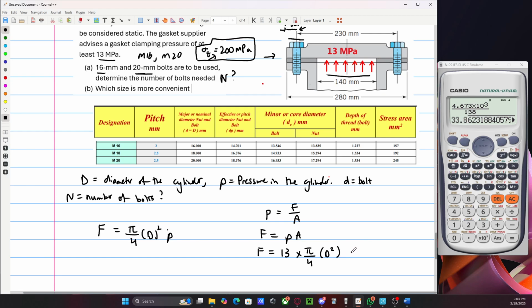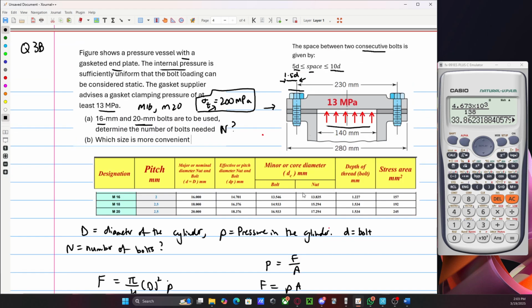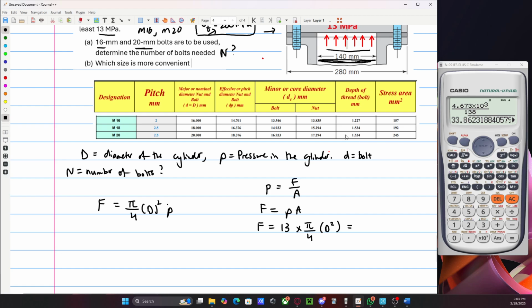Now, what would this be? This force here would be 13 times pi over 4 D squared. Now, D we said is what? This is the diameter of the cylinder. So if you look here, this is the diameter of the cylinder. So our capital D we can write over here. Let's label something: D equals 140 millimeters.